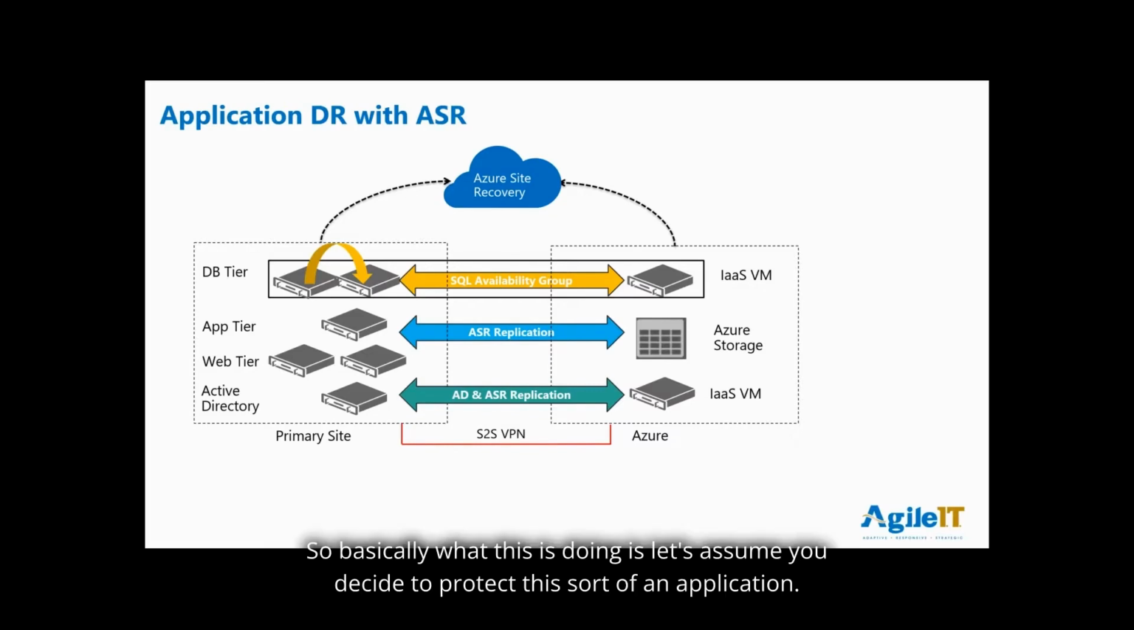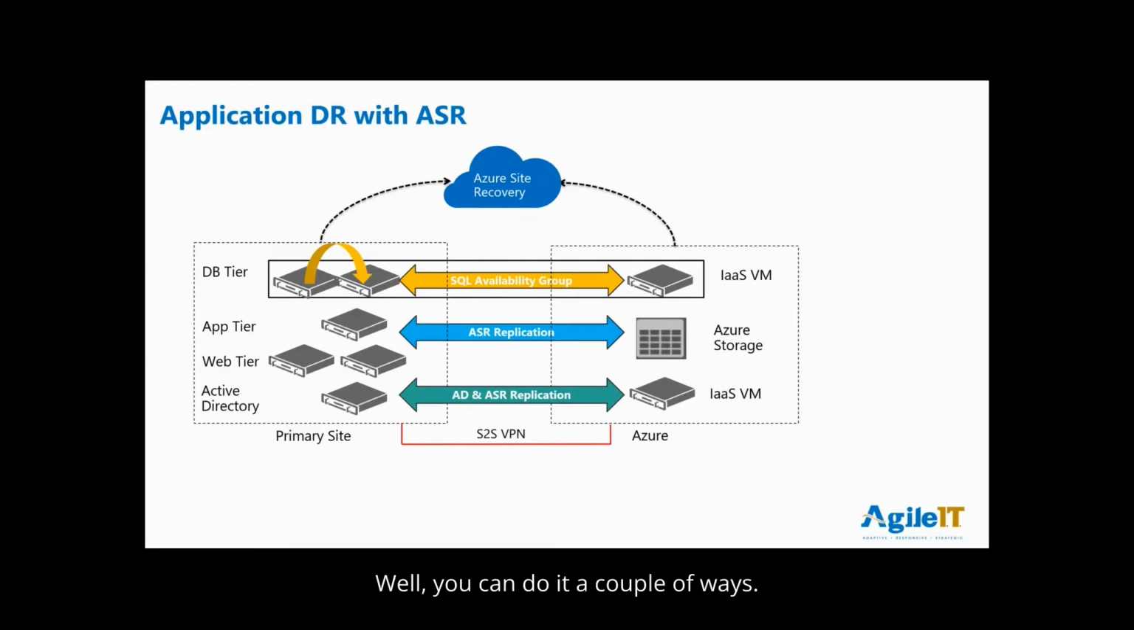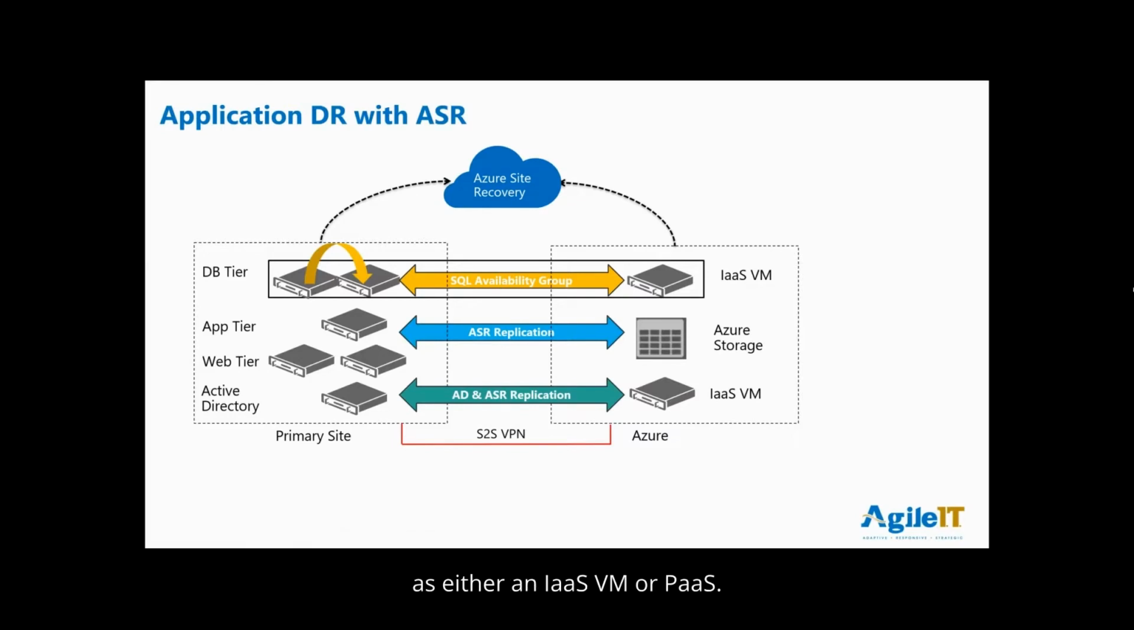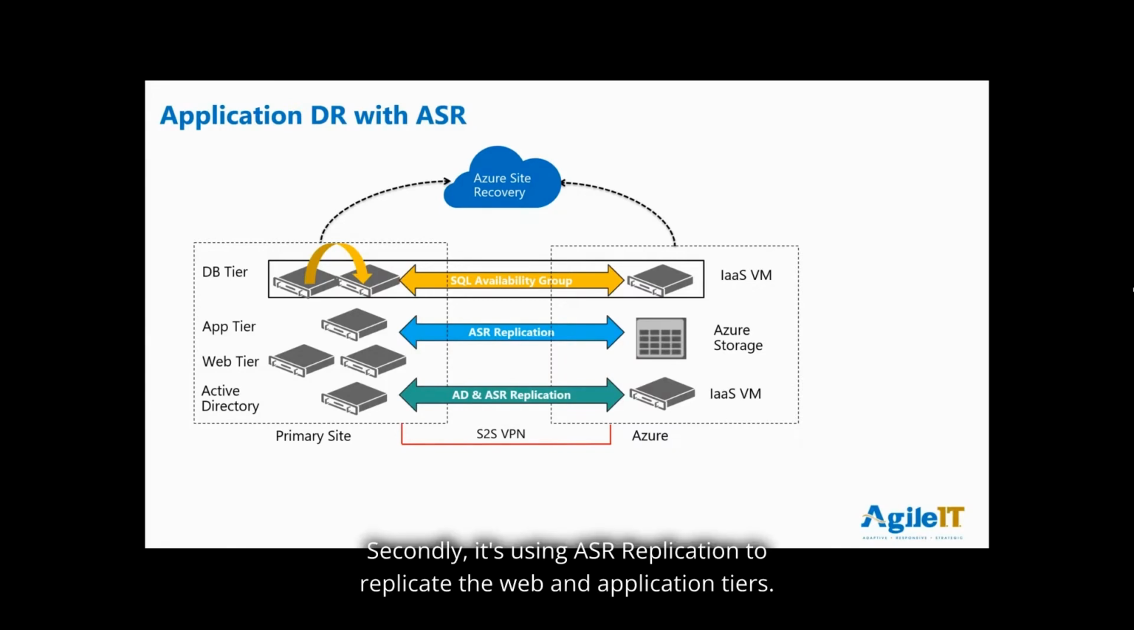If you decide to protect this sort of application, you can do it a couple of ways. You can do a mixture of technologies. If you're using SQL Server on-prem, you can use a SQL Server Availability Group to protect the databases up into the cloud as either an IaaS VM or PaaS. In this snapshot, they're using a machine that's live in Azure to be part of the availability group. Secondly, it's using ASR replication to replicate the web and application tiers.